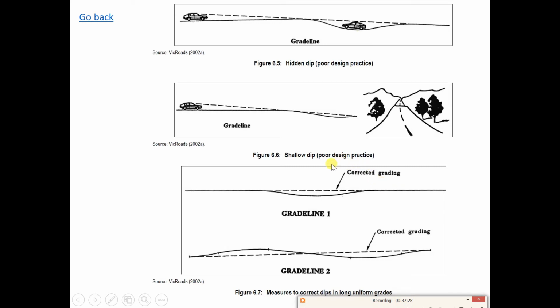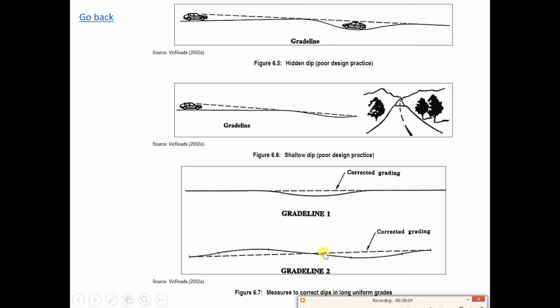Shallow dip, poor design practice. So this one, you can see better than that. This one is completely hidden. This car is completely hidden. But with the shallow one, you need the correct gradient. I think the top one you need to top up. So we should get rid of the dip.